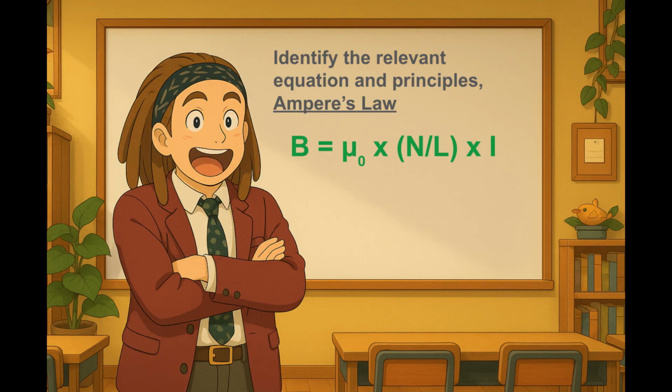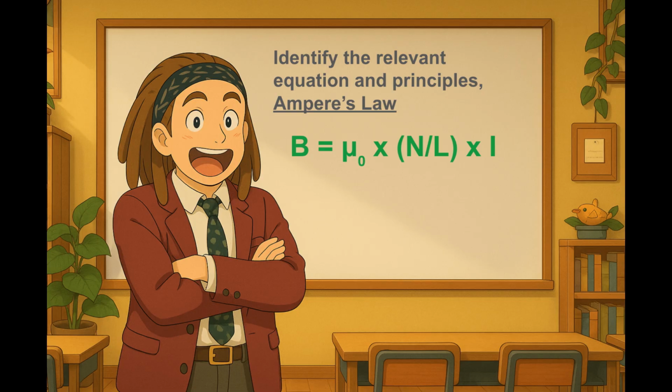Step 3. Writing down the relevant equations and principles. The principle governing the magnetic field produced by current-carrying wires is Ampere's law. For a long, ideal solenoid, Ampere's law simplifies beautifully. The magnetic field B, at its center, is given by the equation B equals μ0 times N over L times I.